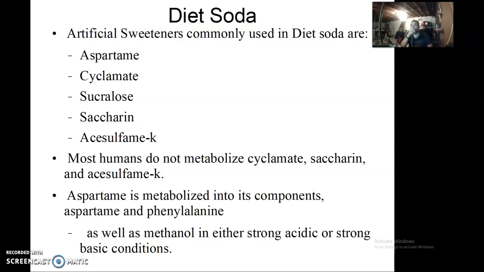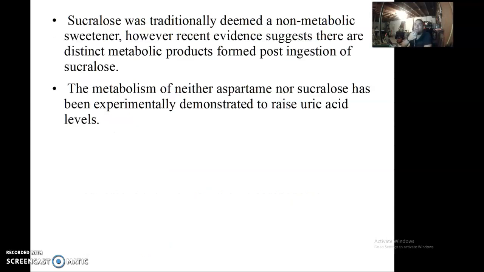So, also in basic conditions. However, I just did want to make note of something here. Sucralose was traditionally deemed a non-metabolic sweetener. However, there is recent suggestion that there are distinct metabolic products formed post-ingestion of sucralose. This is done by testing patients pre- and post-administration of a decent amount of sucralose and finding some distinct newly introduced metabolic processes. Nothing I could find showed that they increased urate or caused these crystals to be formed. However, just a note to be had.